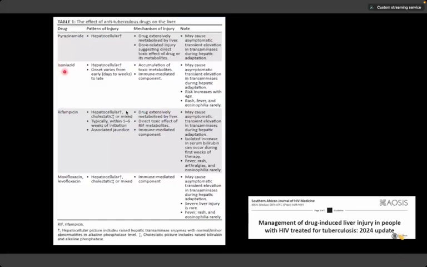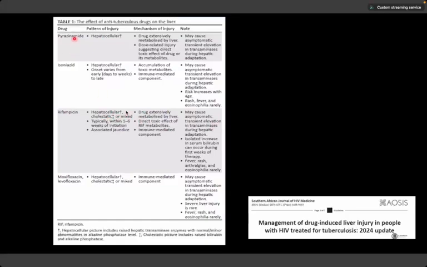Isoniazid, the claim to fame of isoniazid is peripheral neuropathy. That is why we give what? Pyridoxine, right? We don't want our patients to end up with neuropathy, but it can affect your liver as well. Hepatocellular more than cholestasis, okay? And yeah, much the same in that respect as rifampicin. But rifampicin also can cause cholestatic, but isoniazid doesn't.